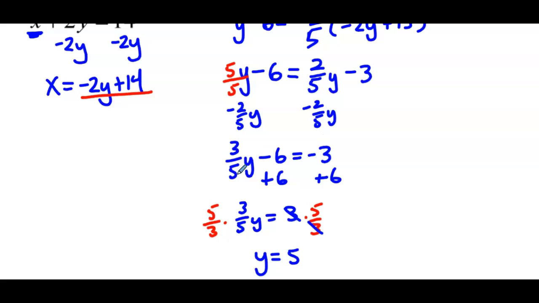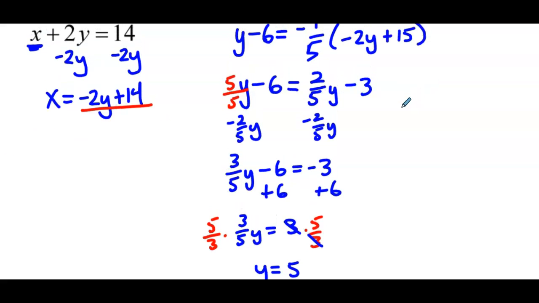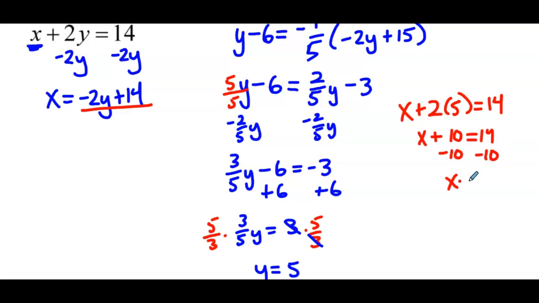All right, we still have to solve for x. So substitute in, I think the second equation is the easier one to substitute into here. So we'd have x plus 2 times 5 equals 14. X plus 10 equals 14. And we can subtract 10 on both sides. X equals 4. So writing it as a point, our solution is 4, 5.